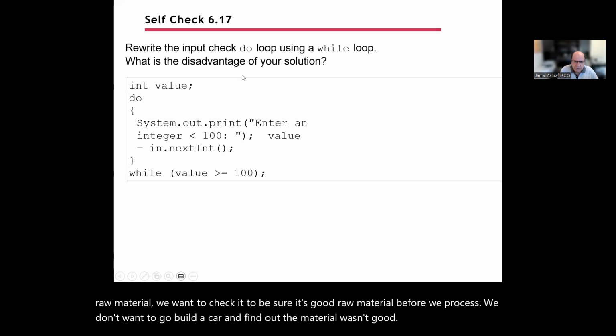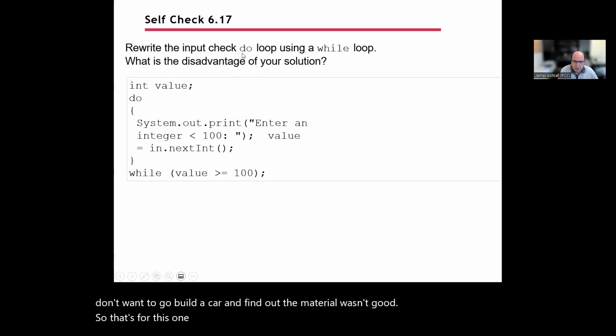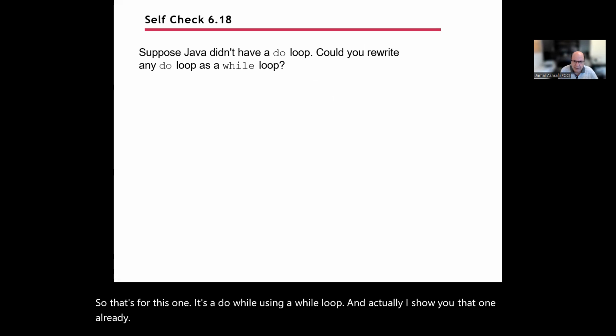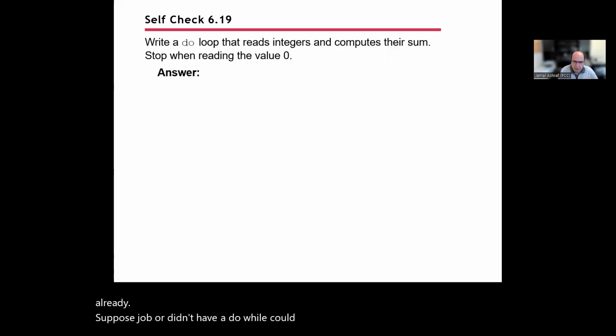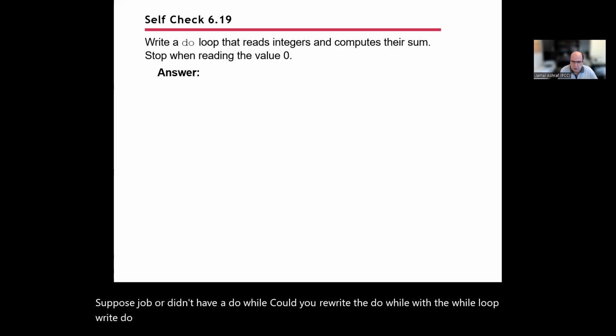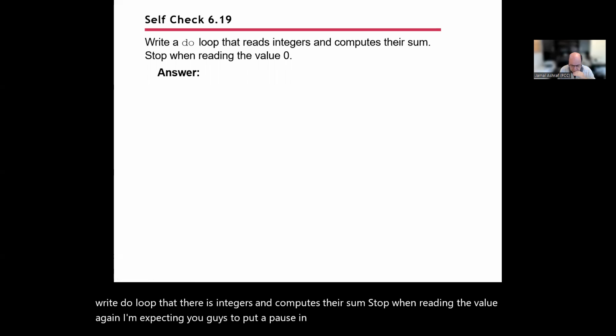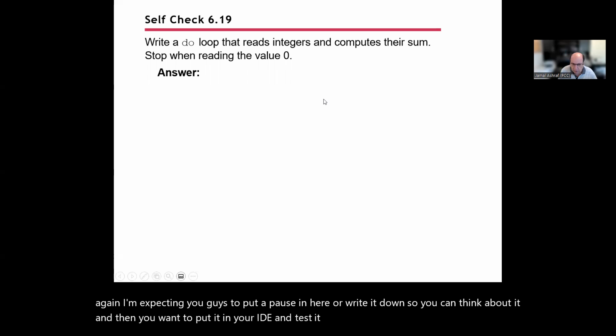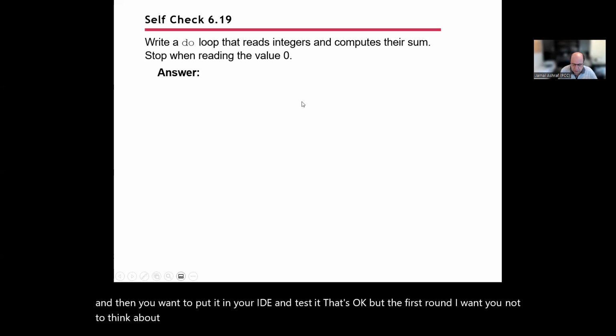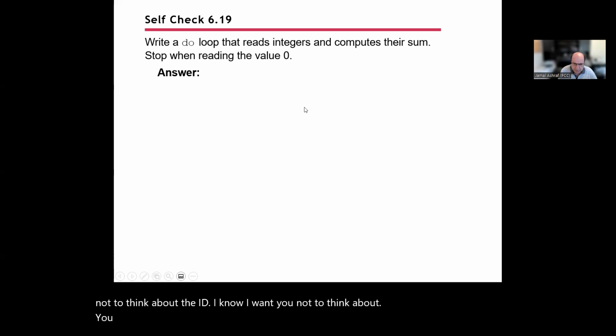So that's for this one, do while using a while loop, and actually I showed you that one already. Suppose Java didn't have a do while, could you rewrite the do while with the while loop? Write a do loop that reads integers and computes their sum. Stop when reading the value. Again, I'm expecting you guys to put a pause in here, write it down so you can think about it. And then you want to put it in your IDE and test it, that's okay. But the first round, I want you not to think about the IDE, just write it down.